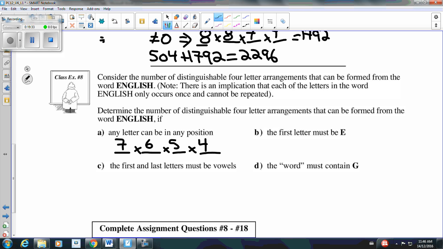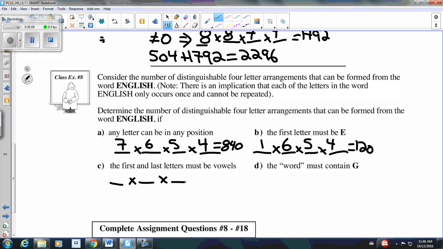What about if the first letter must be E? Well, I'm still doing 4-letter words, so I still have 4 decisions to make. But now I've been told the first letter must be E. There's only 1 E in English, so I only have 1 choice for the first letter. Then all I know is that I can't repeat letters because I've used up that E tile. So this gives me 6, 5, 4, which gives me 120 options. Sorry, I never finished calculating this one. This one was 840.